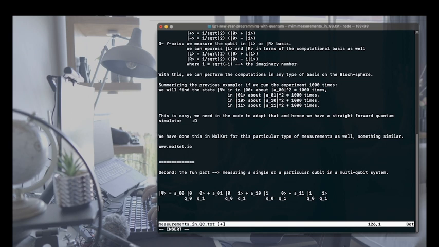And here I copy again the definition of ket psi, of course in big-endian convention. And in order to understand the notion of measurements of a particular qubit in a multi-qubit system, let's consider the following scenario in which we are interested in measuring the first qubit Q0.